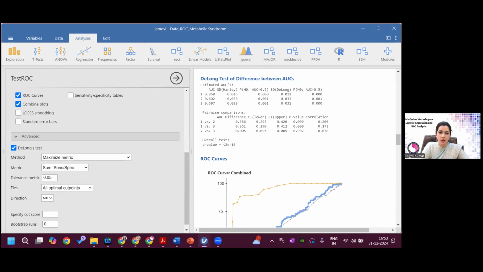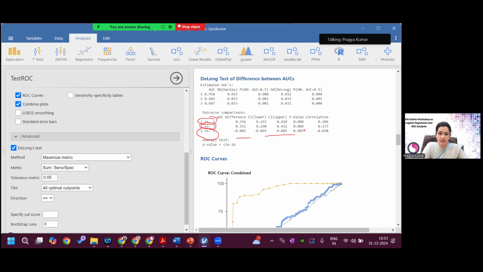So DeLong's test compares the difference between AUCs and tells you the significance. You can see here it does the pairwise comparison: AUC 1 versus AUC 2, AUC 1 versus AUC 3, and AUC 2 versus AUC 3. It tells you the difference with confidence interval and the p-value.